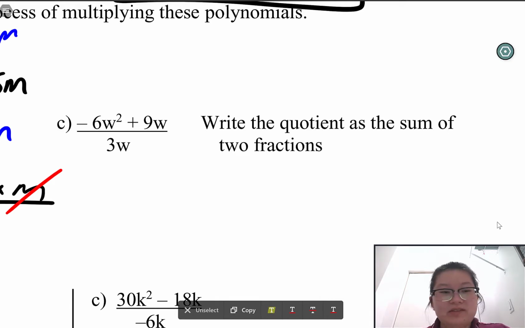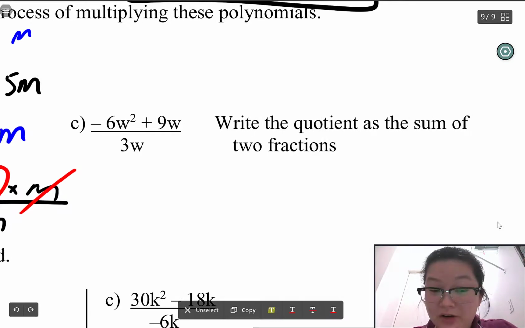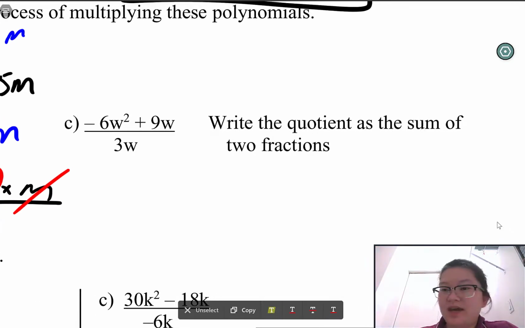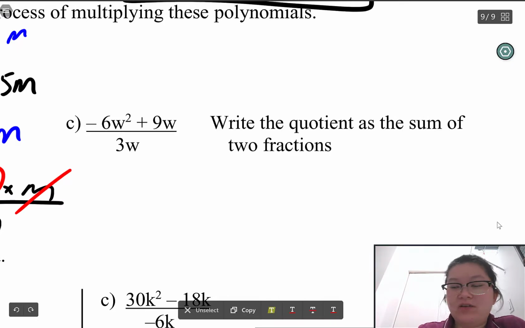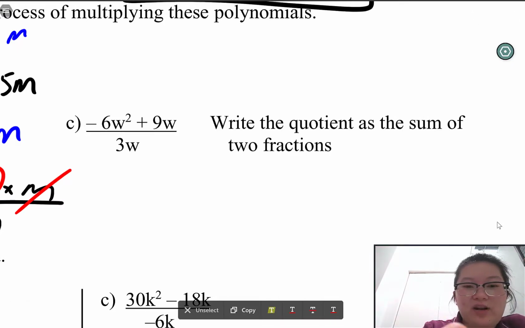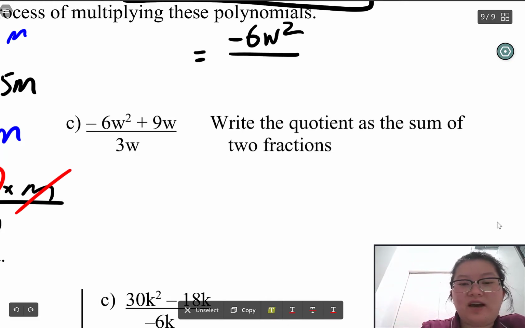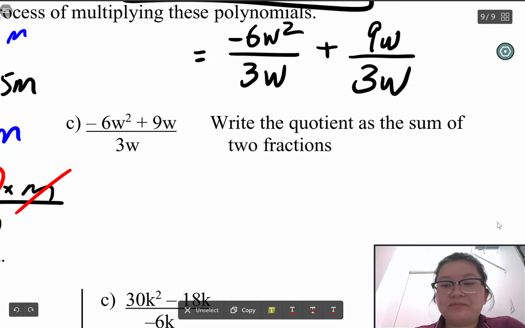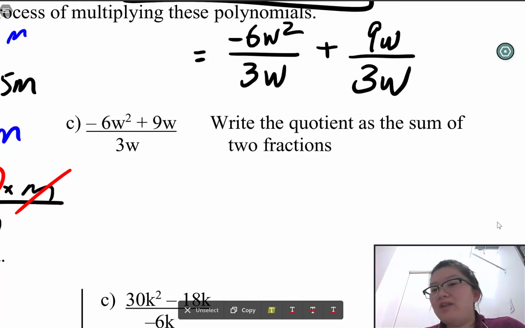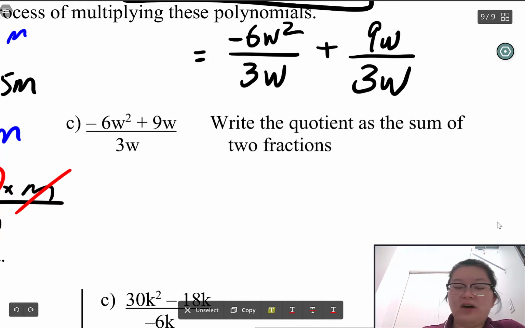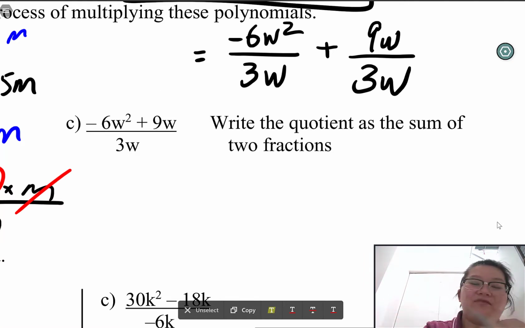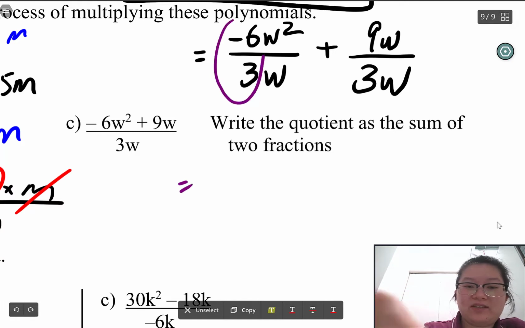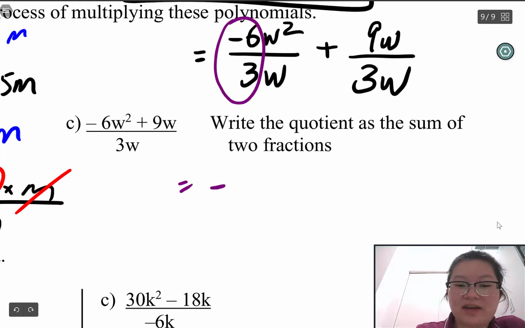So, going through this, I now have a binomial divided by a monomial. So again, if we like to just write it all out, this is what it would look like. I have negative 6w squared divided by 3w. I keep the sign here, so that is plus 9w over 3w, just like this. And then I can go ahead and deal with all the numbers separately from the variables. So I have negative 6 and 3. Negative 6 divided by 3 gives me negative 2.